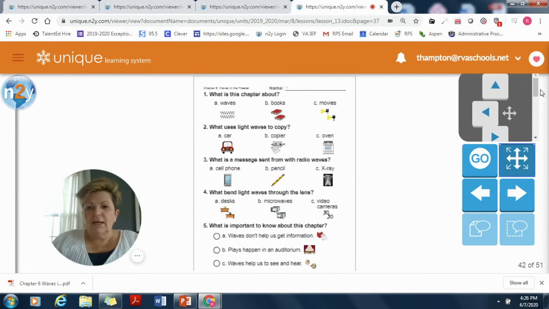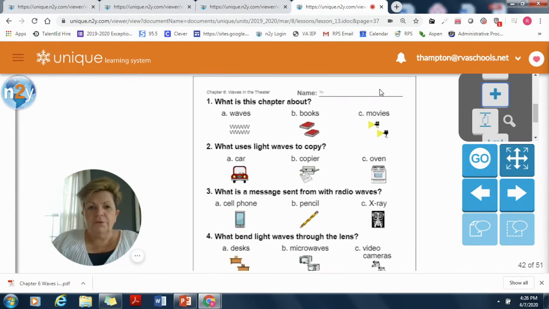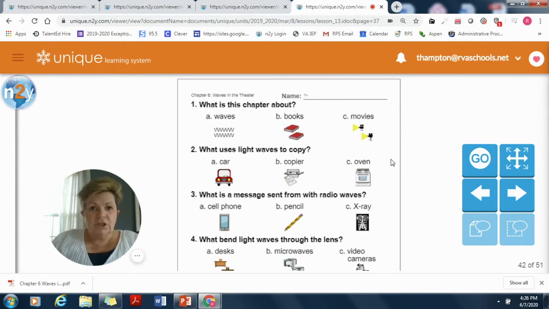Yes, it's so that our mind can focus and we can highlight information as we're reading, or we can even take little notes as we're reading. So let's see what these questions are. What is this chapter about?